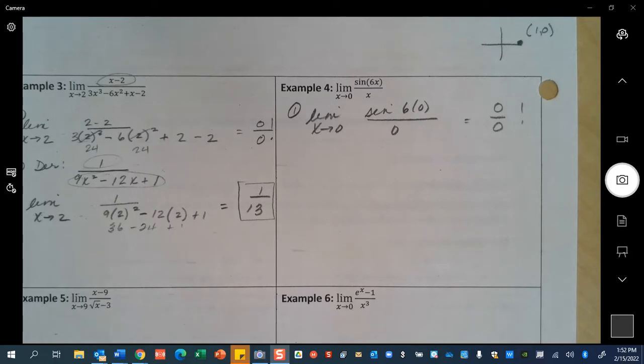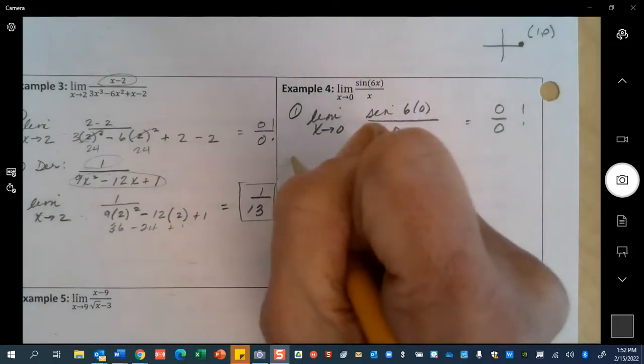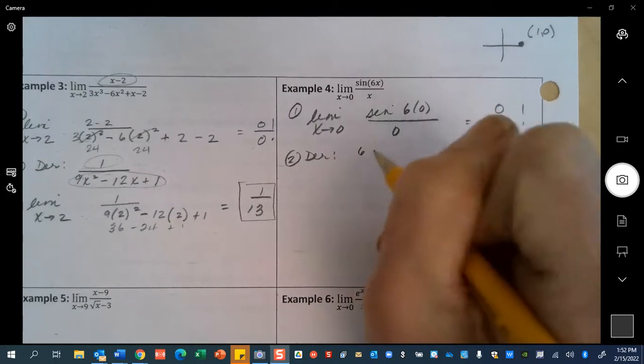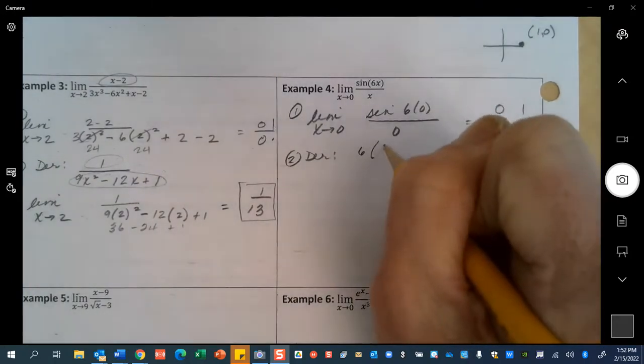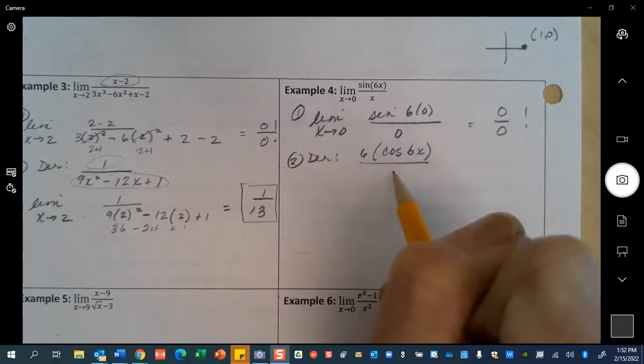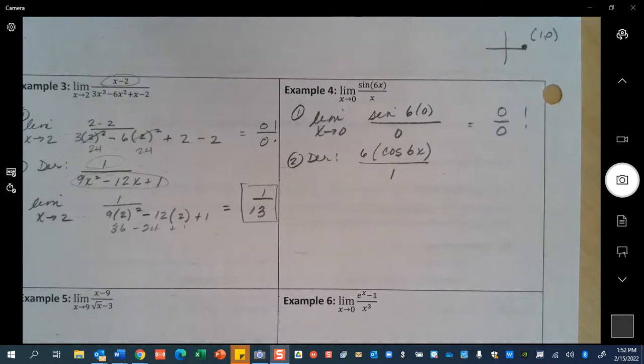But if you forget your trig rules, then let's go ahead and take the derivative of the top and bottom separately. So I wind up with 6 times what? The derivative of sine is cosine. Derivative of sine of 6x is the cosine of 6x. And then this chain rule times 6, I moved that 6 out front as a coefficient. Sorry if that confused you. But this 6 is the derivative of what's inside. Derivative of x is equal to 1.